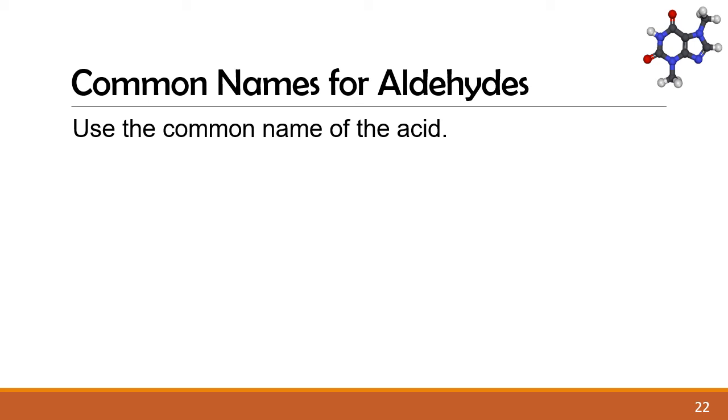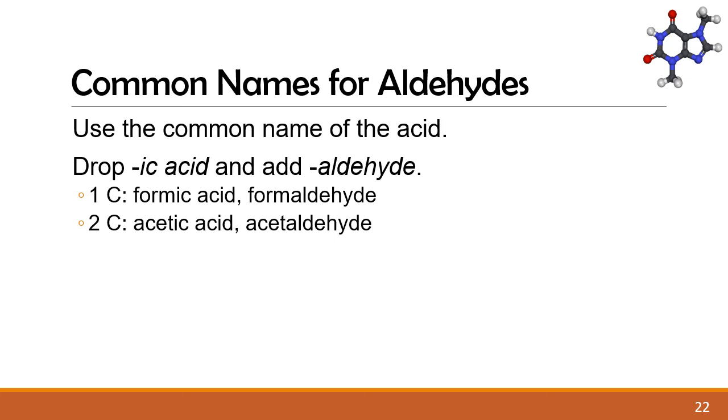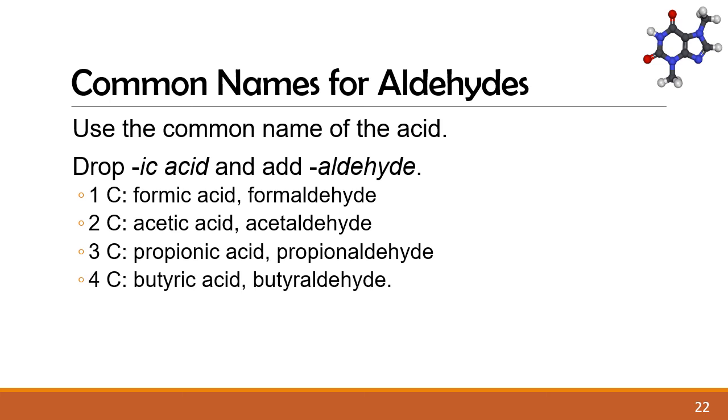We use the common name of the acid, we drop the ic acid, and add aldehyde. For example, the 1-carbon formic acid is also known as formaldehyde. The 2-carbon acetic acid is also known as acetaldehyde. A 3-carbon propionic acid is propionaldehyde. And the 4-carbon butyric acid is butyraldehyde.